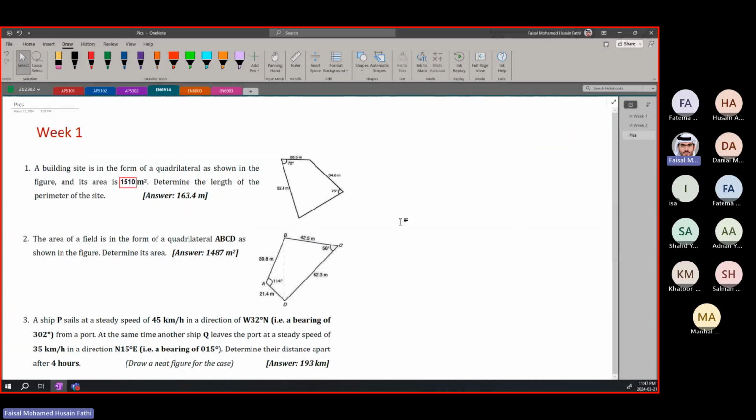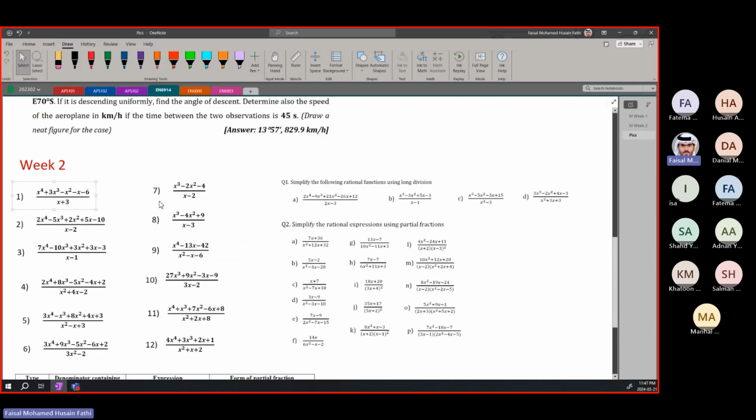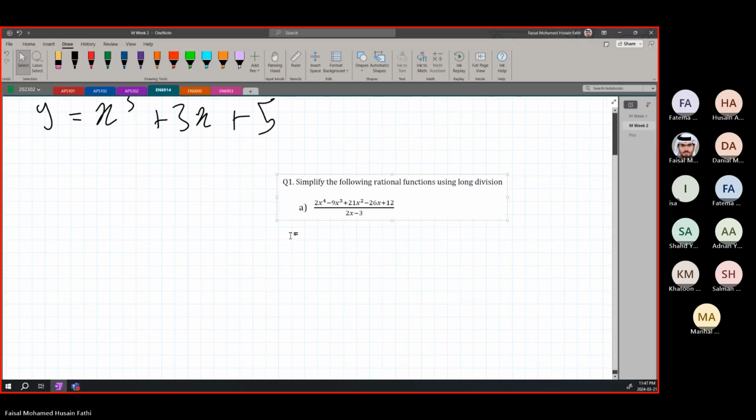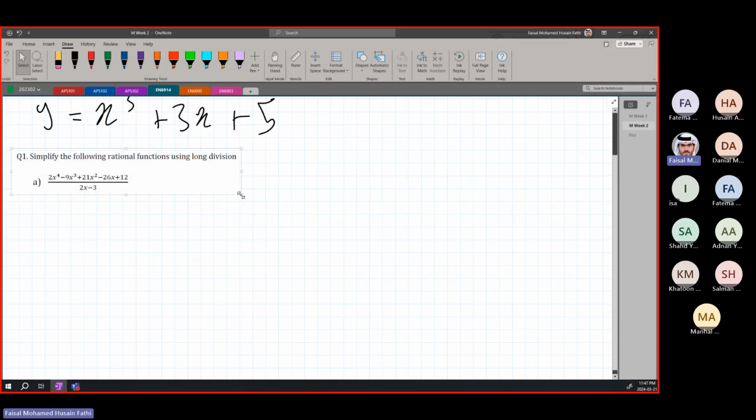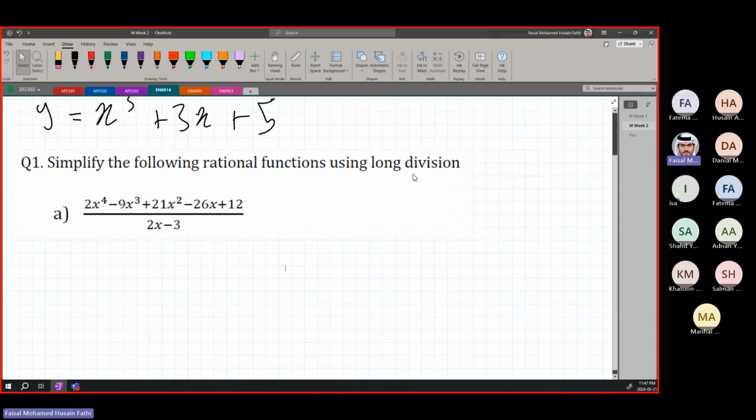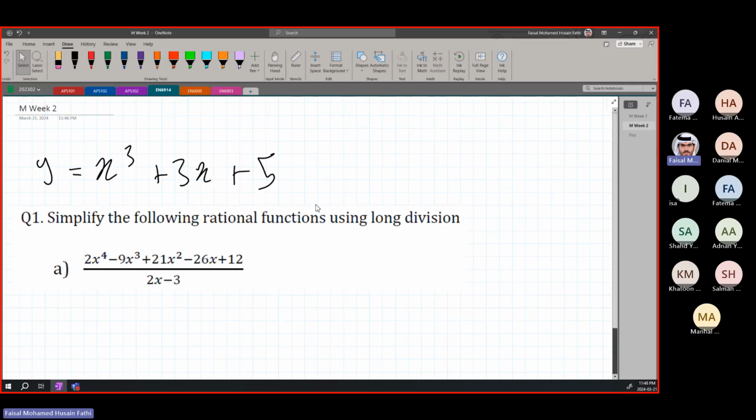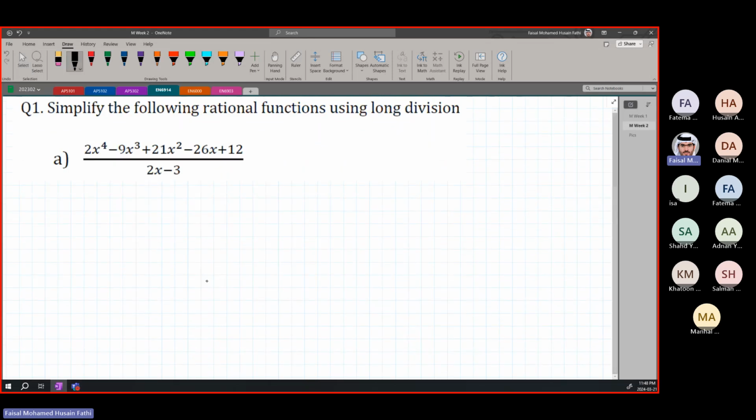So I'm going to start just going into an example with a basic question for long division. Let's do this one. So the question just says, simplify the following rational functions using long division. Rational function meaning there is a polynomial divided by another polynomial.